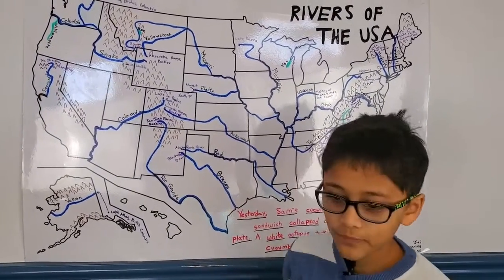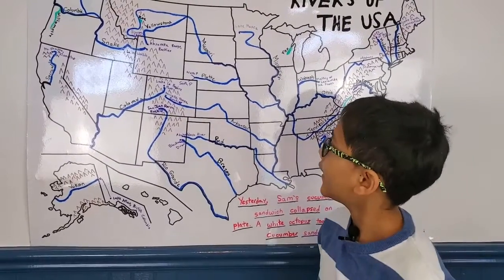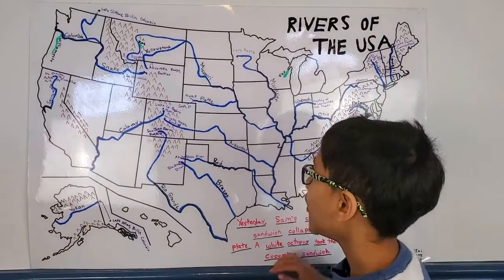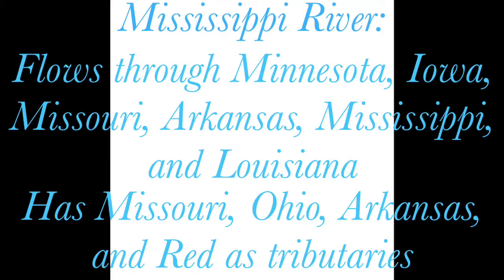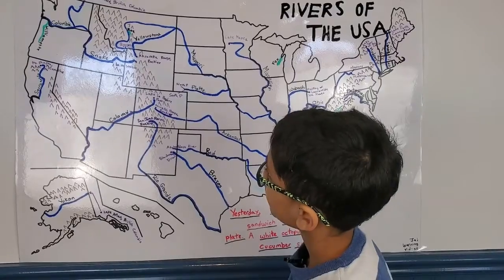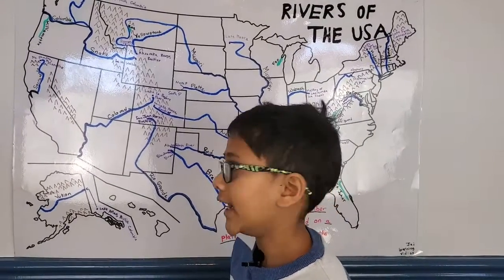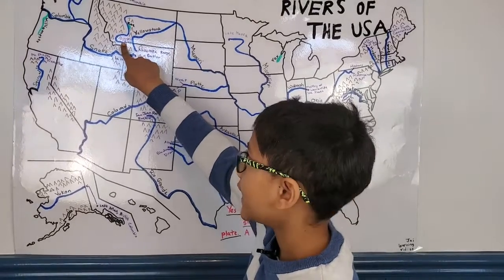So the Mississippi River has many tributaries, and two of the major tributaries are the Missouri and the Ohio. So let's talk about the Missouri first. The Missouri is the largest river in the USA, and it starts in Brazos Spring in Montana.